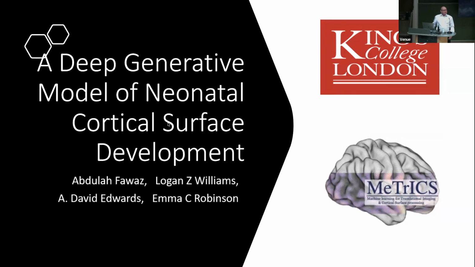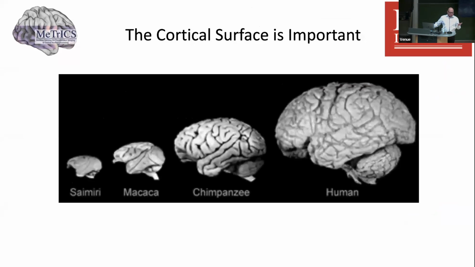Hello, I'm Abdullah. I'm going to be talking about deep generative modeling of neonatal cortical surface development. The first question is why cortical surfaces? The image shows that as you progressively become a more complex species, it's not just the brain size that changes, but the complexity of the brain. The brain undergoes significant folding and becomes a more complex structure. And we know that there's something there.